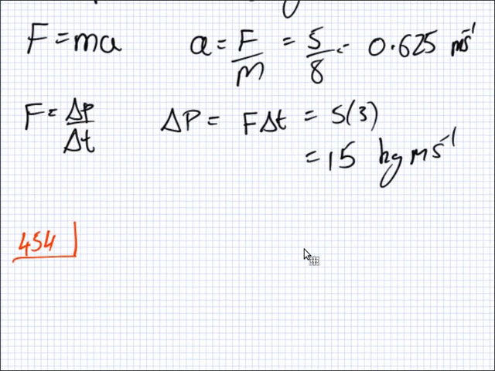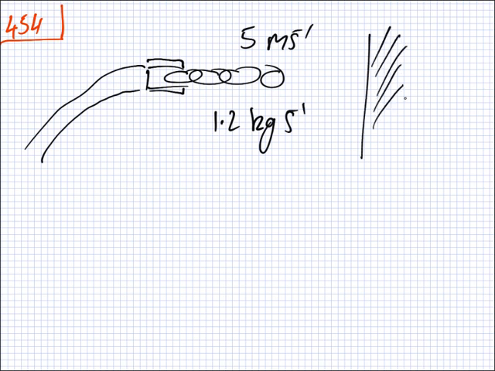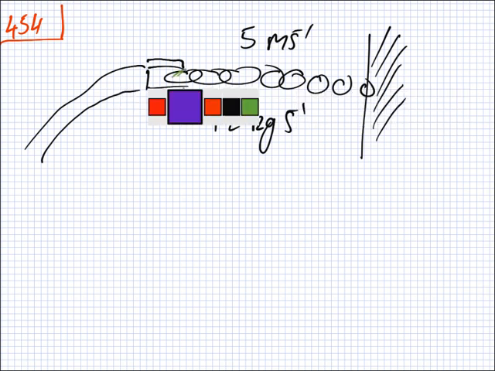Right, so Bello, could you read 454 to me, please? A garden hose is used to direct a stream of water onto a wall. The water is initially moving at 5 meters per second before it hits the wall and comes to rest. 1.2 kg of water leaves the hose per second. 1.2 kg per second. Okay, I think this is where the confusion comes, the kg per second.